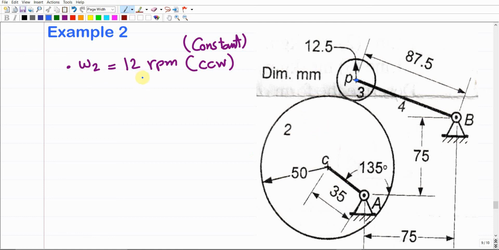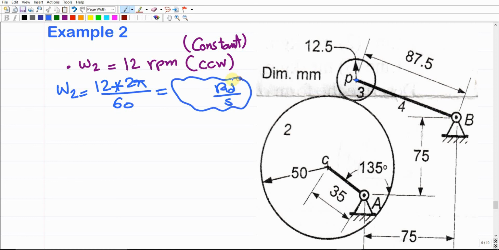The cam rotates with an angular velocity given as 12 revolutions per minute, RPM. To convert from RPM to radian per second, you multiply by 2 pi over 60. So the equivalent omega 2 is 12 times 2 pi over 60, in radians per second, and its direction is given as counterclockwise. It was also given as constant, which means that alpha 2 is 0, but in some cases alpha 2 would be provided. In the general case, it means we have angular acceleration of this cam.